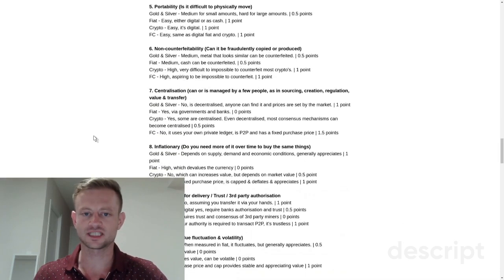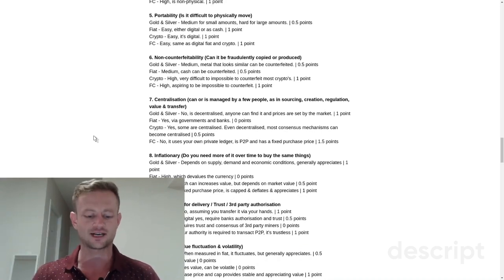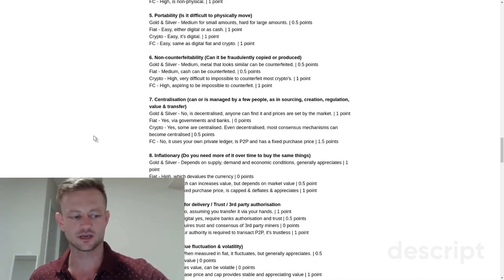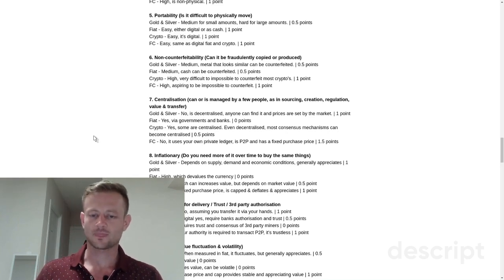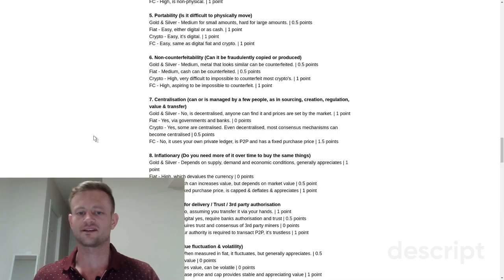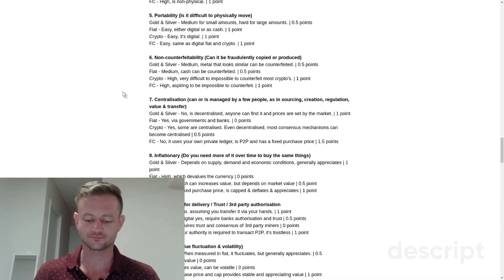Portability, is it difficult to physically move? Well, this is very lightweight and easy to carry around, so cash is very good. Coins, you don't carry many coins around, and relatively lightweight. In your bank account, digital, crypto, freedom credit, fiat, obviously very easy and portable. Gold and silver, not so much, very heavy. That's why we don't use it anymore. We don't want to go back to using it.